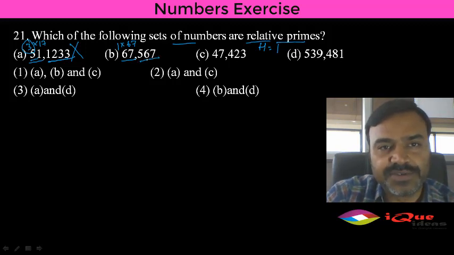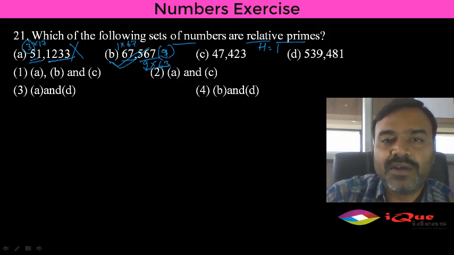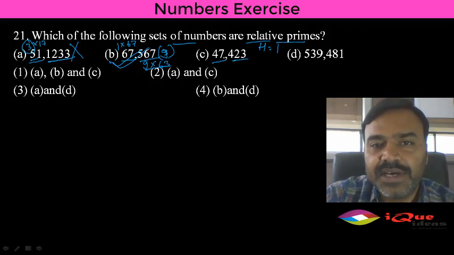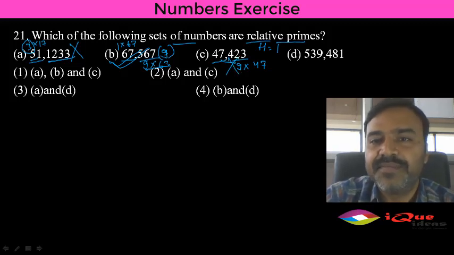Now 567 is divisible by 3, actually divisible by 9. If I divide by 9, you will get 9 sixes are 54 and 27, 63. So 9 into 63. So they are relatively prime. Now 47 into 423. Let's see. 47 is a prime number. 4 plus 2 plus 3 is 9, so it is 9 into 47. Right. So 47 is common, so it is not relative prime.